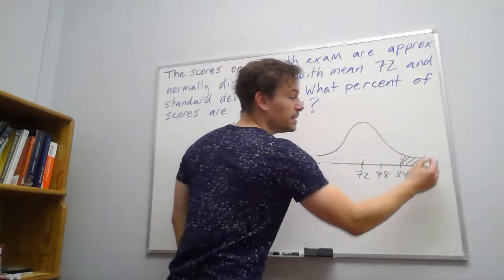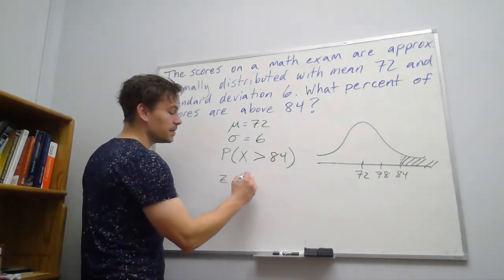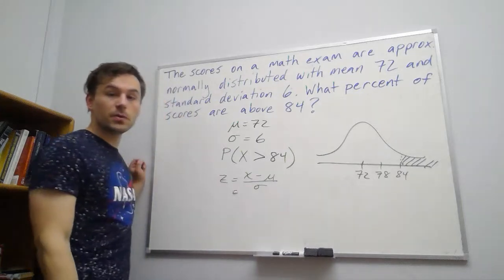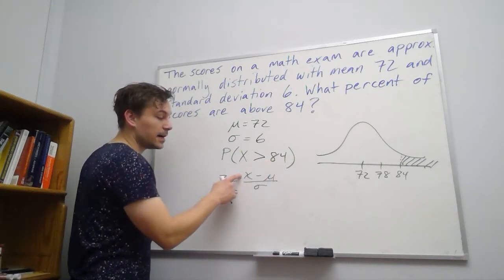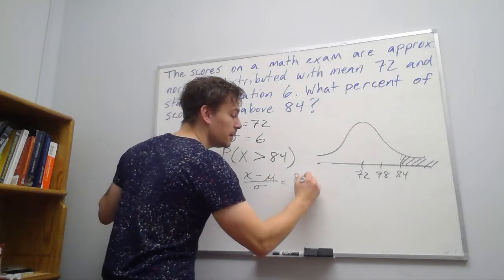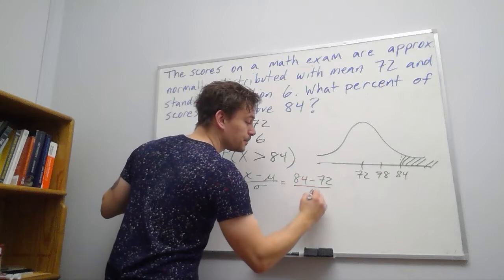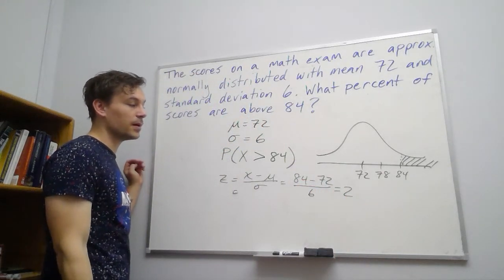There are a few different ways to figure out that value. One of them is to start by finding our z-score. So we can do x minus mu over sigma. So 84 is our score of interest, and mu and sigma we already listed. And sure enough, we would get 2 for our z-score.